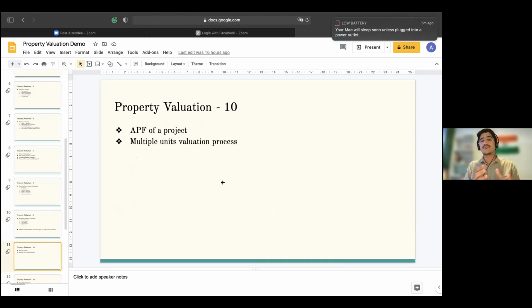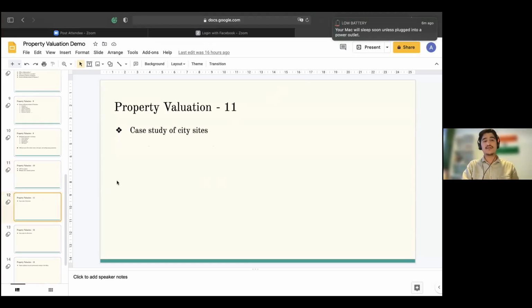It's a process in the bank or NBFC, where we do APF, meaning will the bank or the NBFC fund directly to a project, right? So that is the APF. We'll discuss in detail how APF works. It is really very important to know what the steps are, and as a valuer what your role is in doing an APF for a project. So this is again very important. Day 10 is very important, and we are going to do this on day 10.